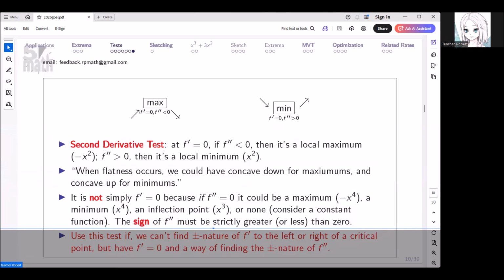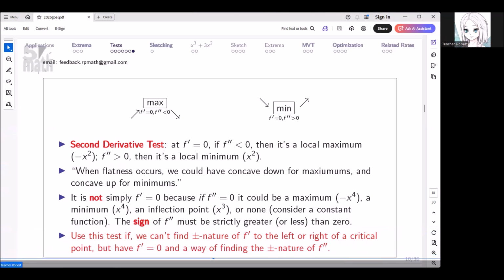It is not simply f prime equals 0, because if f double prime equals 0, it could be a maximum, minus x to the power 4, a minimum, x to the power 4, an inflection point, x to the power 3, or none. Consider a constant function. The sign of f double prime must be strictly greater or less than 0. Use this test if we can't find the positive negative nature of f prime to the left or right of a critical point, but have f prime equals 0 and a way of finding the positive negative nature of f double prime.